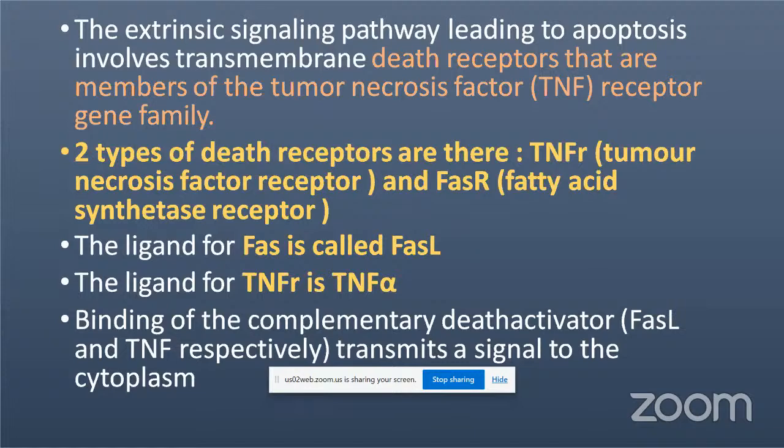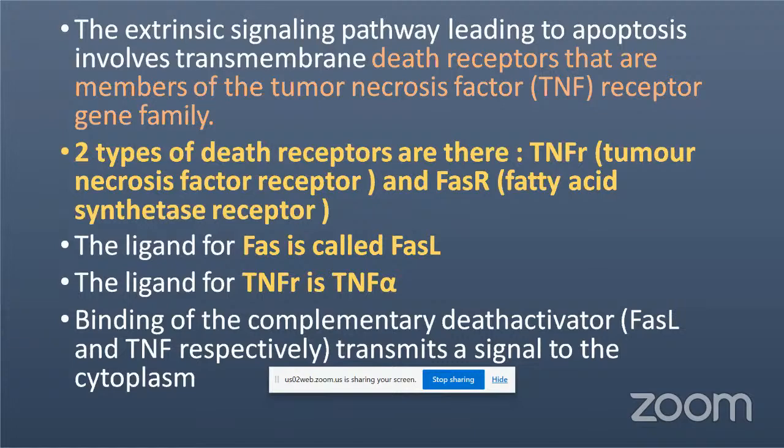The first one is TNFR, that is tumor necrosis factor receptor, and FasR, the Fas receptor. These are the two types of death receptors, TNFR and FasR. The ligand for Fas is called FasL. The ligand for TNFR is called TNF gamma.